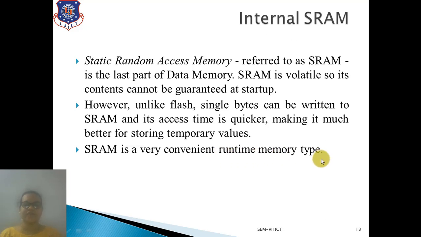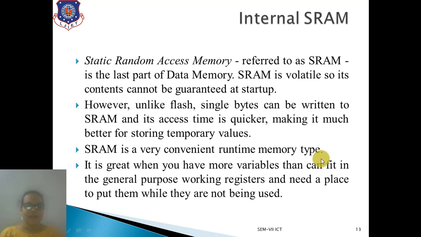Whenever the program is running, during that time we can use our internal SRAM for storing temporary values. For permanent values, we can store them in IO registers or extended IO registers. It is great when you have more variables than can fit in general purpose registers and need a place to put them while they are not being used. So whenever we are using more variables, and they are not used frequently, those variables can be stored in SRAM.